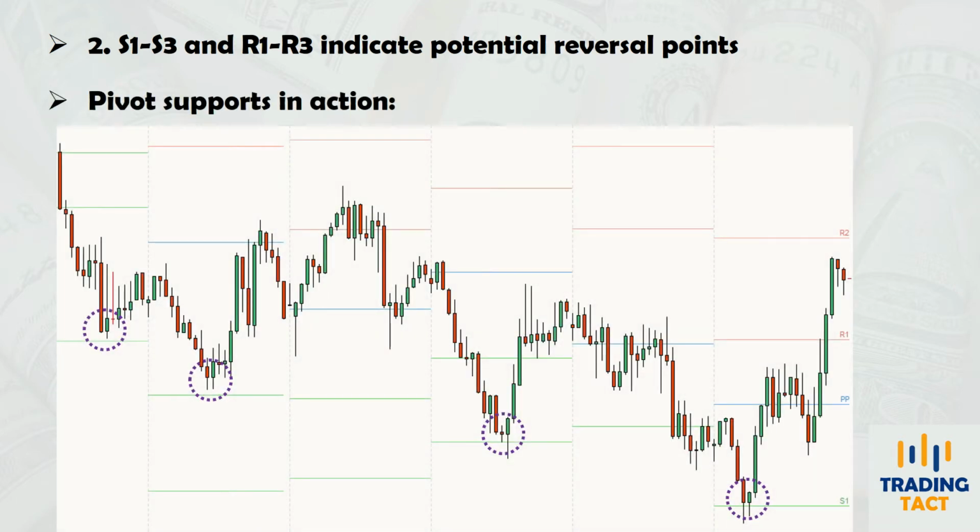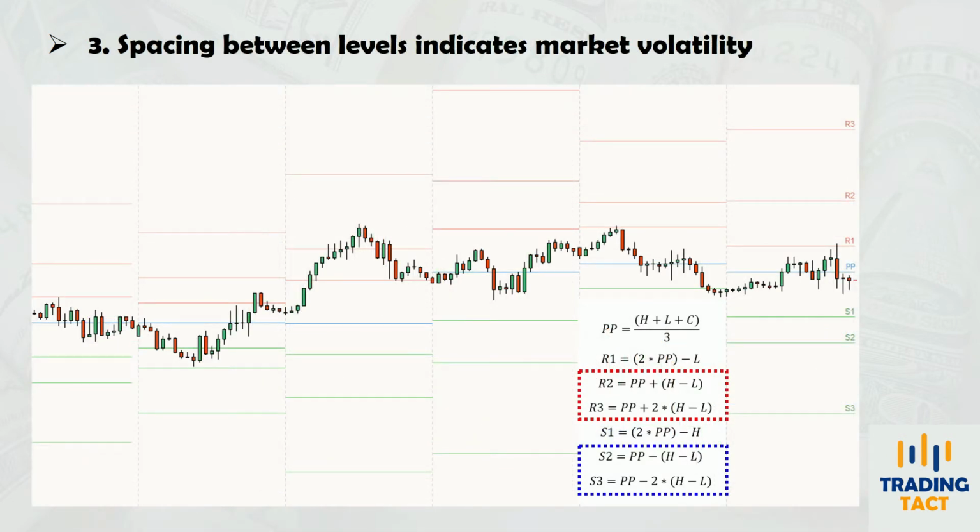The chart below shows the dollar Canadian interacting with the pivot supports on multiple occasions. These support and resistance levels are typically used to determine trade entries and exits. For instance, it is plausible to go long when price reaches the pivot supports. Lastly, since the second and third support and resistance levels are calculated using the previous day's price range, the spacing between these levels gives an indication of prevailing market volatility.